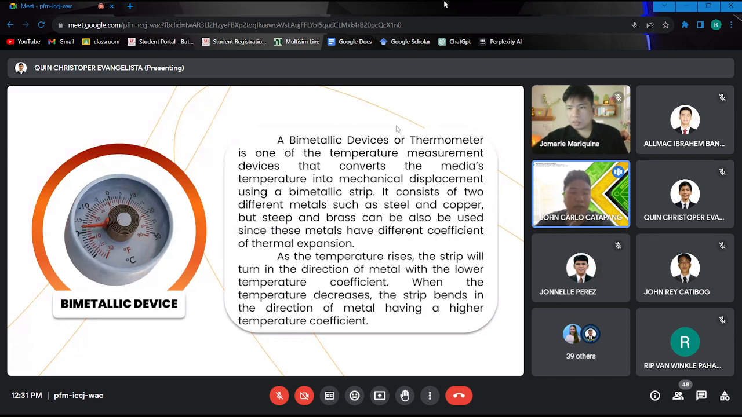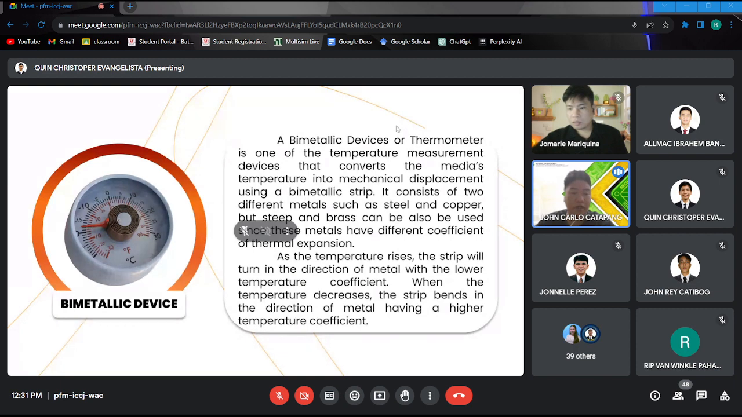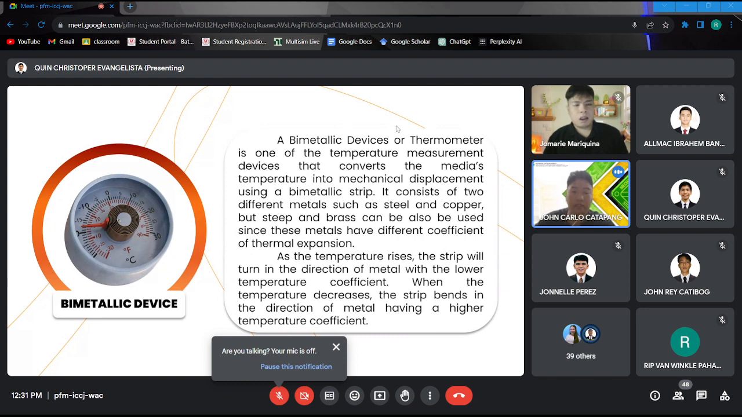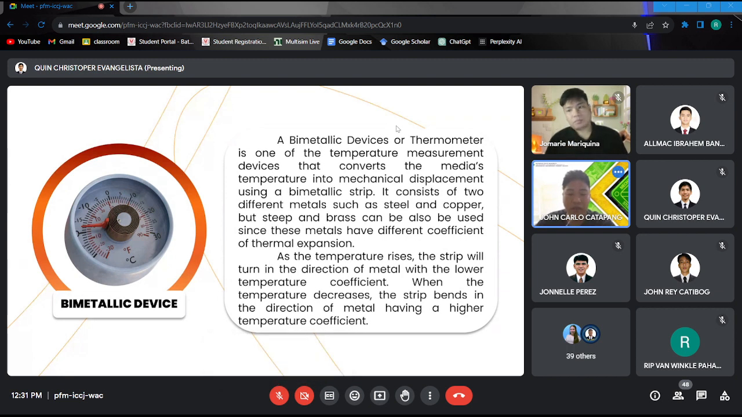So yun pong nakikita po natin na strip sa gitna po ng ating biometallic device ay consists of steel and brass na siya pong sumasagap or nagsesensor ng ating mga temperature sa bagay or appliances. Kalimitan po is sa mga appliances. So as the temperature rises, the strip will turn in the direction of the metal with the lower temperature coefficient. When the temperature decreases, the strip bends in the direction of the metal having a higher temperature coefficient.